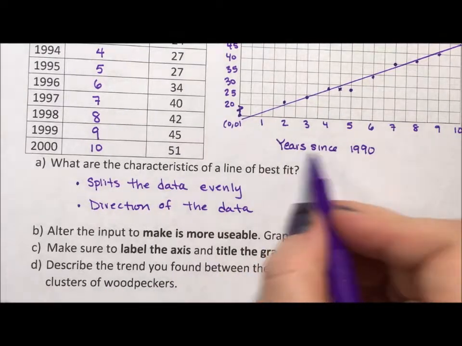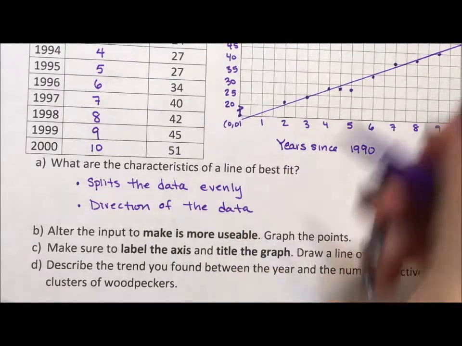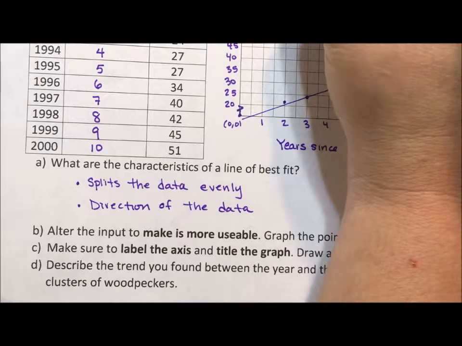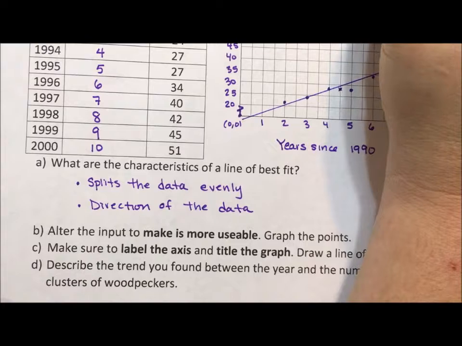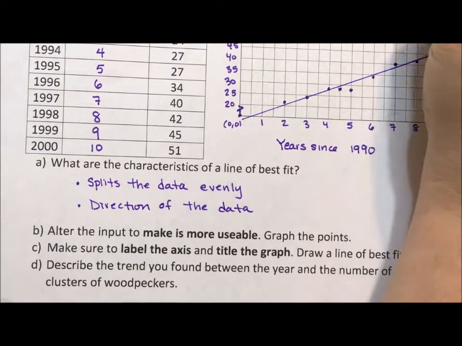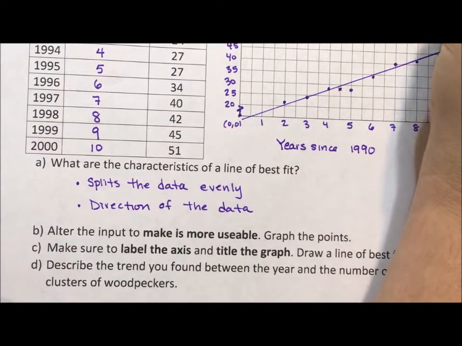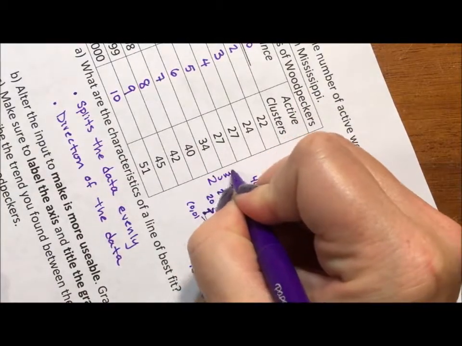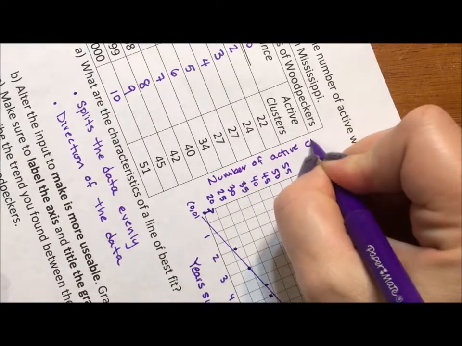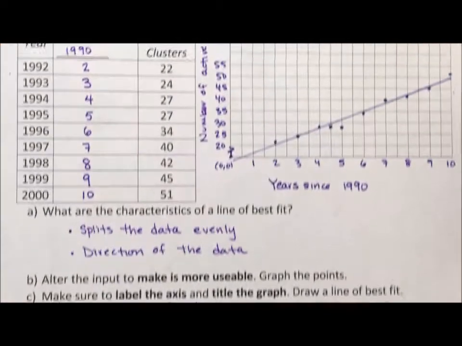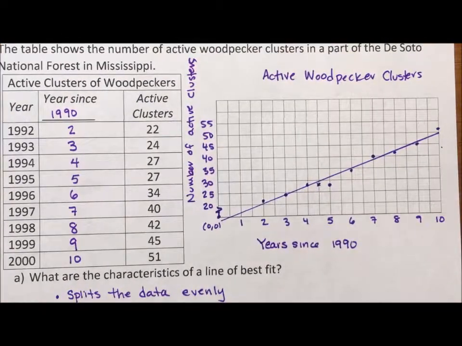Make sure to label the x-axis, years since 1990, title the graph, active woodpecker clusters. I'm also going to say over here, number of active clusters. Okay, so now I have everything on my graph labeled, scaled, graphed with a line.